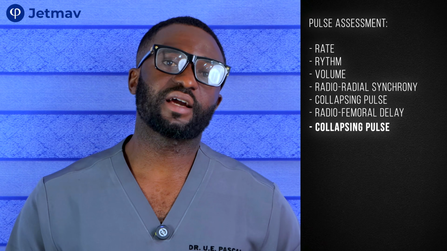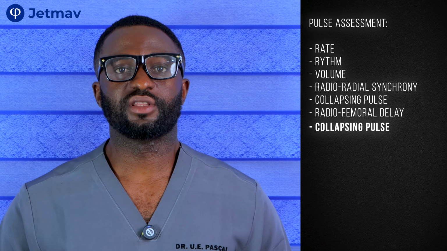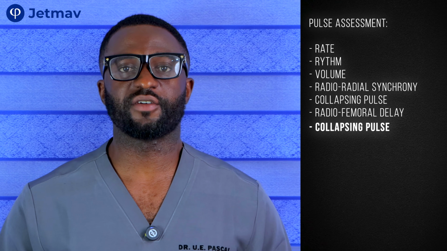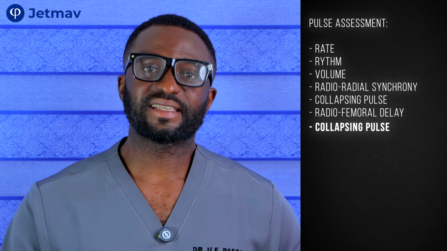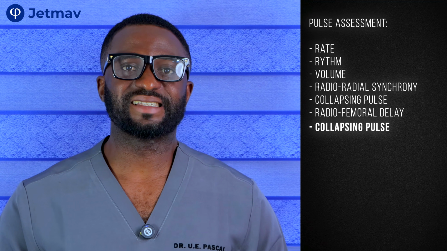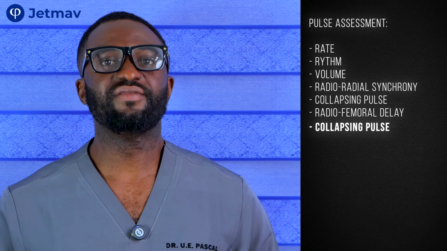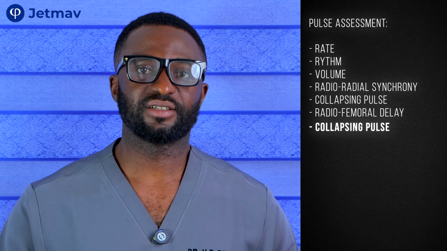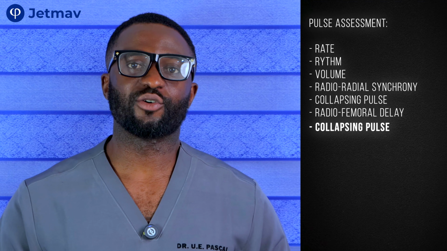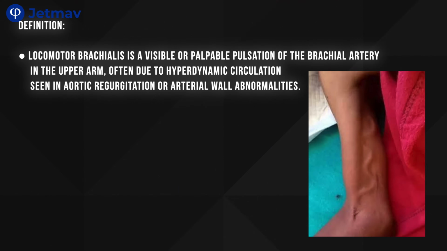Then we have a typical examination we do, that is for Locomotor Brachialis, which is also part of the peripheral pulse assessment. While assessing peripheral pulses, examine the brachial artery for Locomotor Brachialis. If the arterial wall is thickened or the pulse appears pounding or collapsing, this is a visible or palpable pulsation in the upper arm. This usually suggests a hyperdynamic circulation, often seen in aortic regurgitation.